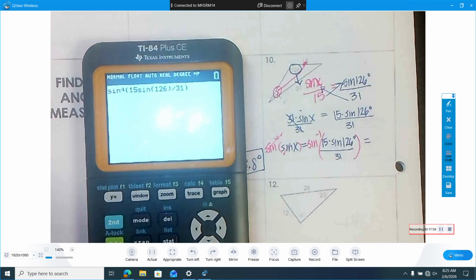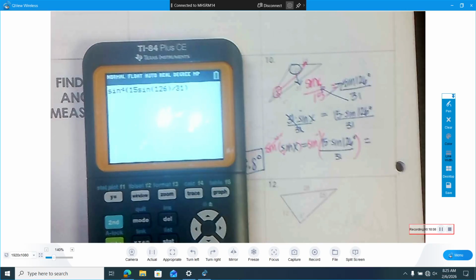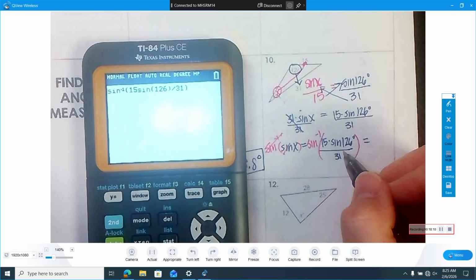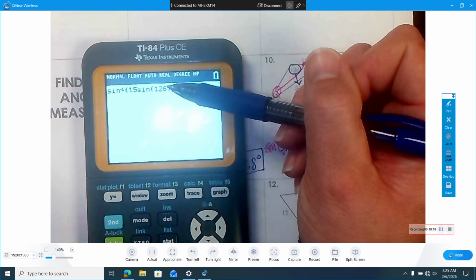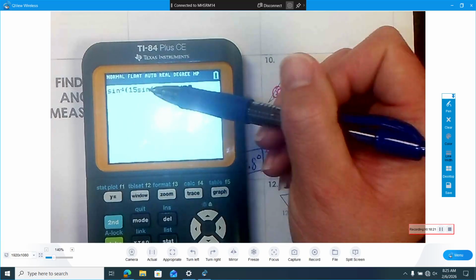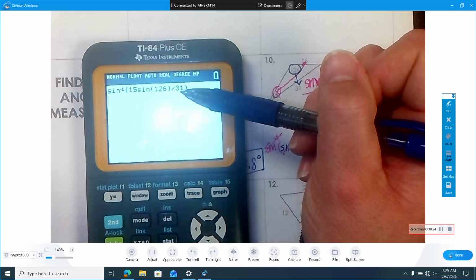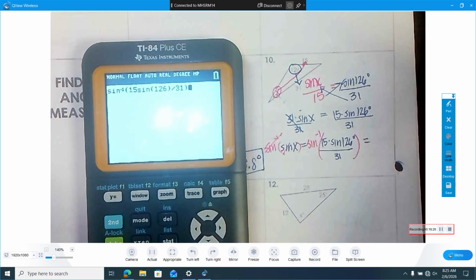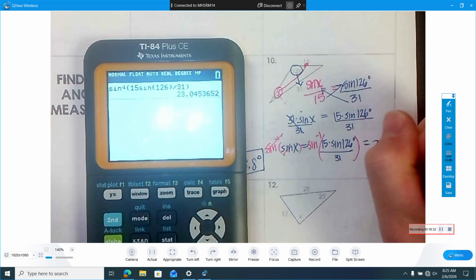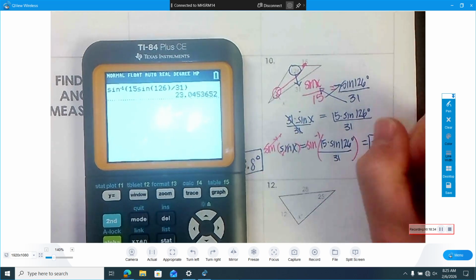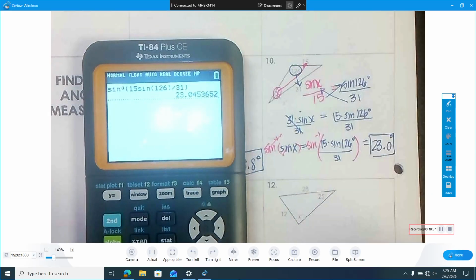I do want you to practice putting this in your calculator. Please try it in your calculator. You'll notice I closed my parentheses on the 126 to make sure the calculator understands I'm taking the sine of the 126 degrees and not the sine of 126 over 31. Really important that you tell the calculator, I just want the sine of the 126. And I got 23.0 degrees.